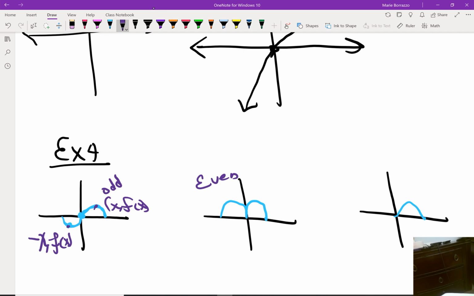You know it's even if, like in this case, I have negative x, but the y is still f of x. And over here you have a positive x, and this is f of x. This is just x, f of x. It's neither odd nor even.